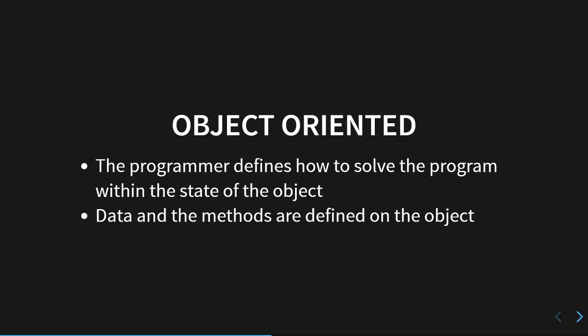So then another one, object-oriented. This is where the programmer defines how to solve the problem within the state of the object. And then you have your attributes and methods, or the data and the functions, defined on the object. And these objects operate on themselves. Usually it's this, sometimes it's self, but then you can use that and you operate on your object.